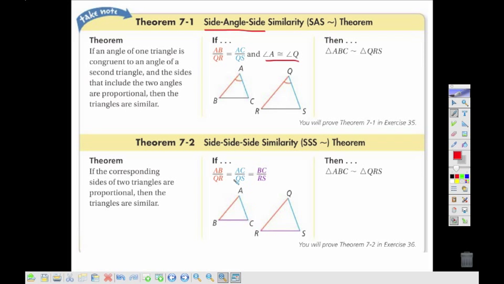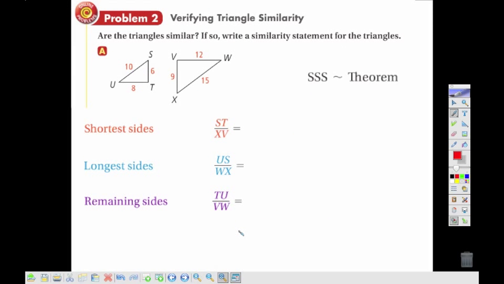We can do the same thing with side-side-side similarity, where we're checking the proportions between all three of the sides. Notice that on the top they always have their first picture over the second picture. So as long as these are all from the same triangle on the bottom and from the top, or they're all from the same triangle. And if we're getting the same proportion, we know that the triangles are similar.